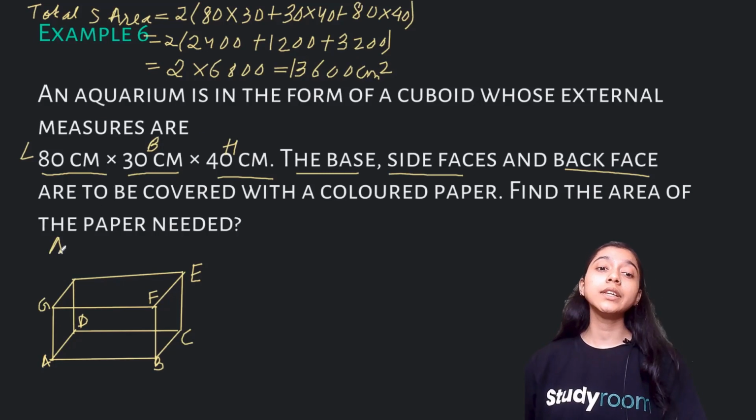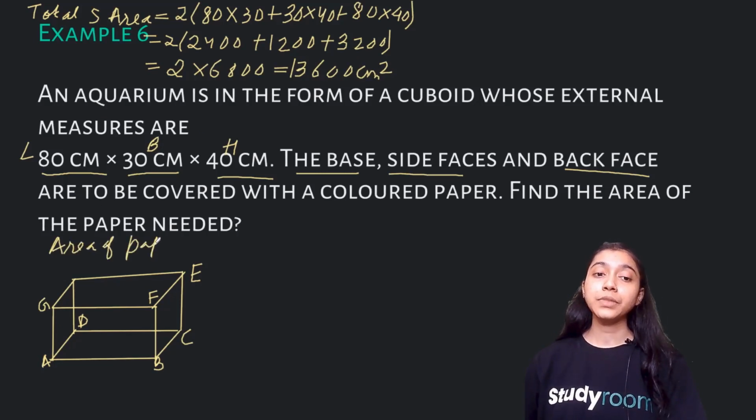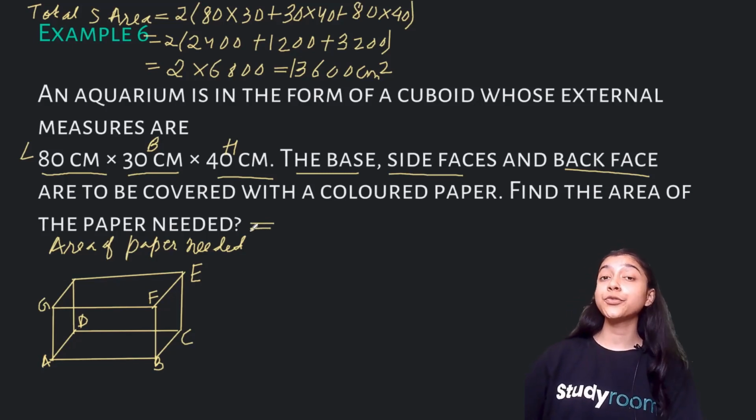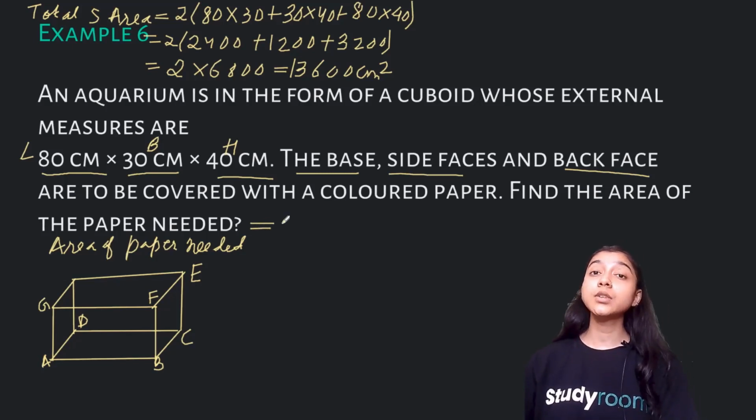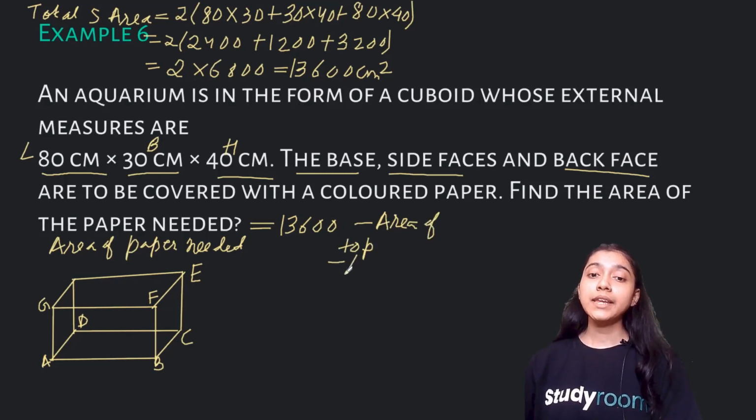Now we have to calculate the area of paper needed. So the area of paper needed will be equal to the total surface area of the cuboid minus the area of the top portion and the area of the front portion. So we have to write the total surface area of the cuboid, that is 13600, minus area of top and minus the area of the front portion.